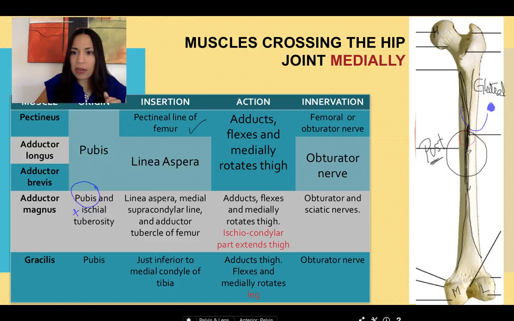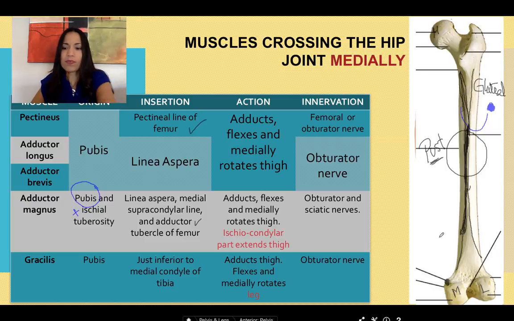It inserts right here in the linea aspera. It's an adductor. Which way are you going to go, laterally or medially? You're going to go medially, right? So you follow all of these supracondylar lines, supra above the condyles, the medial supracondylar line, and from here it skips and inserts in this tubercle that I hope you remember is called the adductor tubercle. Okay, so adductor tubercle.